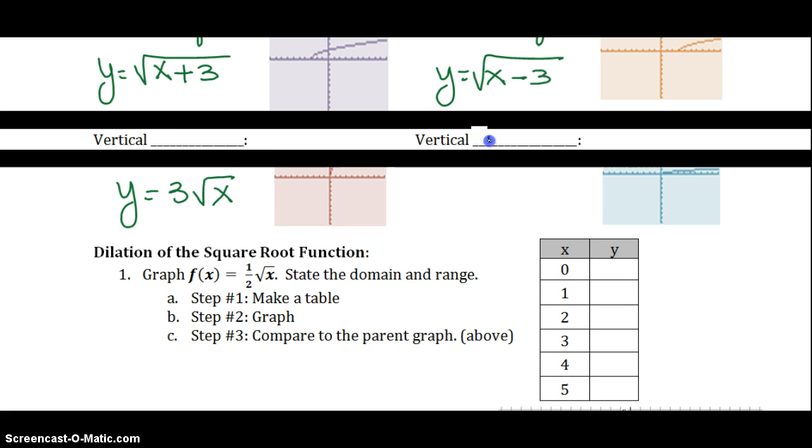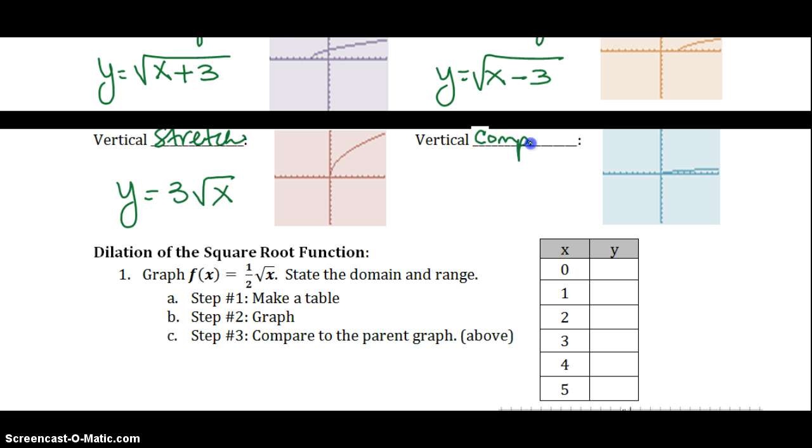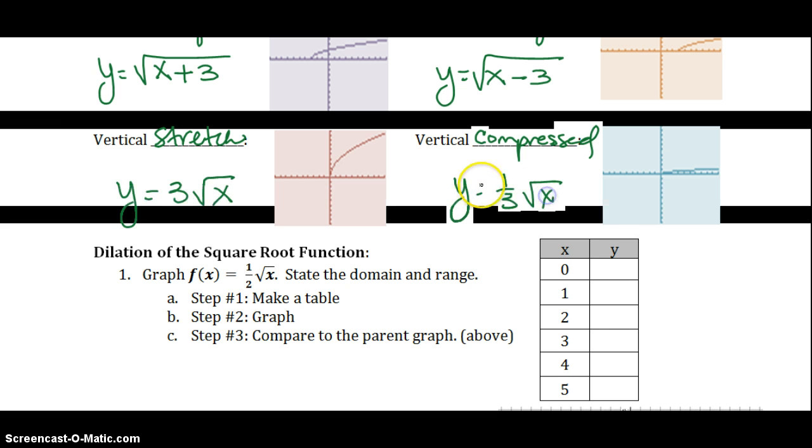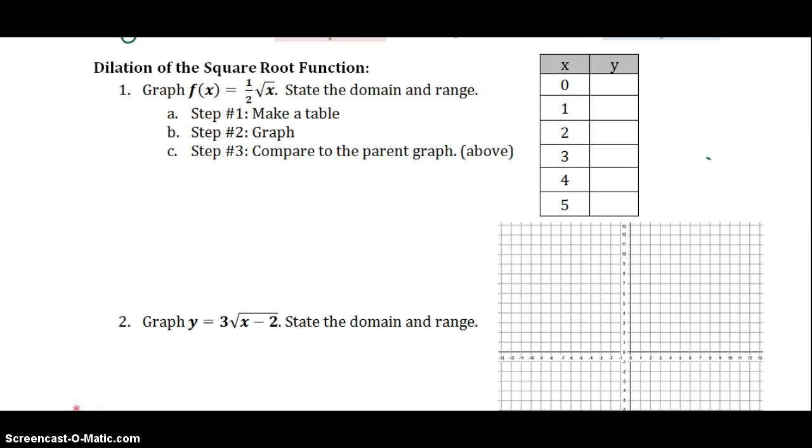And this one was compressed, and it would be then 1/3. But again, I do not expect you to know how much it was compressed because we don't have enough information to determine that. If we are asked to graph a radical function, we already know that it's going to be compressed. This tells me compressed, and that is the only thing that's going to change.